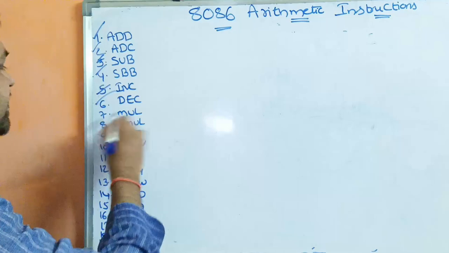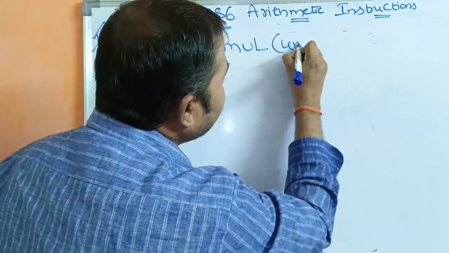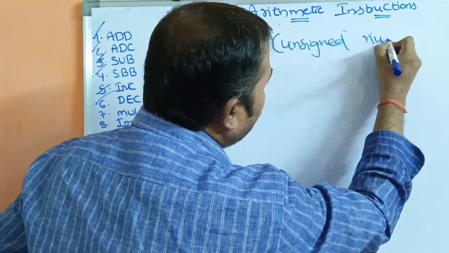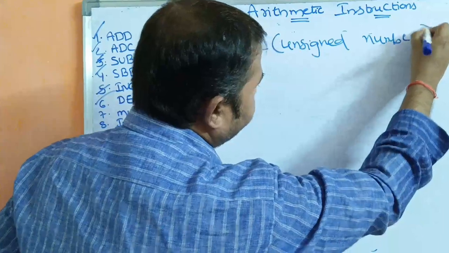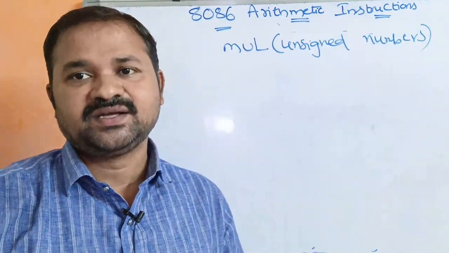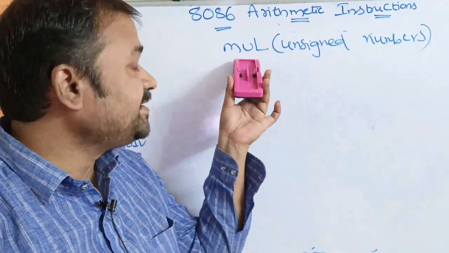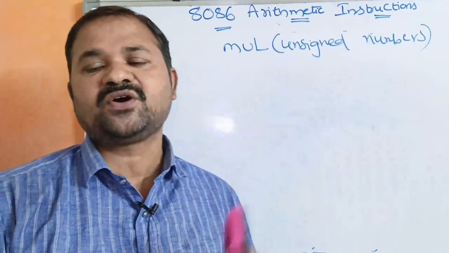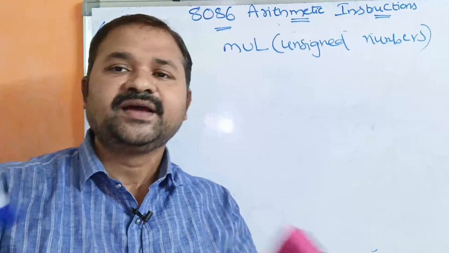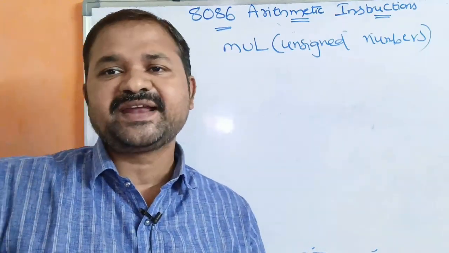Now let us see the next one, MUL. MUL stands for multiplication. The MUL instruction is mainly used for performing multiplication on unsigned numbers. Unsigned means there is no sign. If there is no sign, then the default sign is positive. So it is mainly useful to perform operations on positive, unsigned numbers. Whereas signed number means it may be either positive or negative. Plus means positive sign, whereas minus means negative sign.